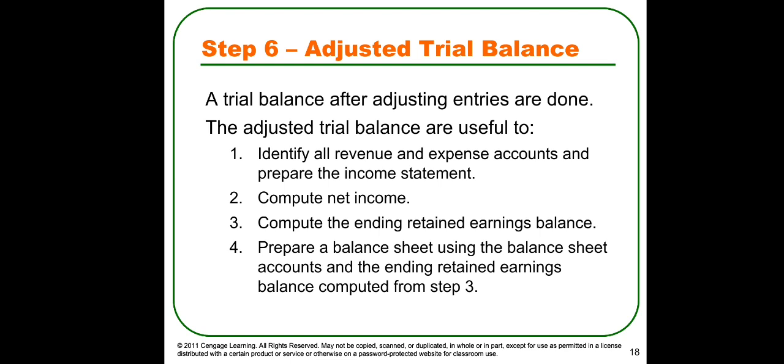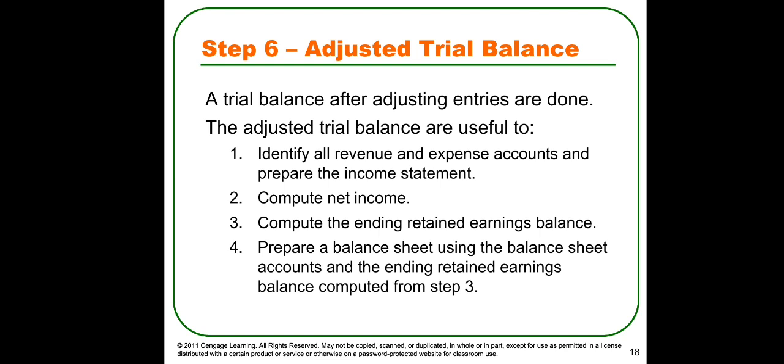Okay, so the thing is like this. In step 4, you have prepared a trial balance. Remember, the trial balance is prepared to check whether the recording process is correct or not. That is the main purpose. After you have prepared the trial balance, you do adjusting entries. Adjusting entries are done because you want to make sure that the recording process follows the matching principle. The second reason is you want to make corrections if there are any errors.